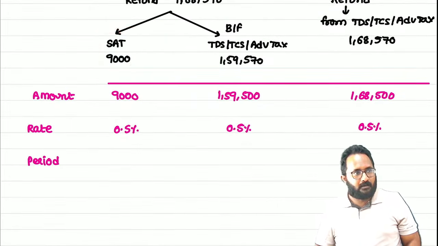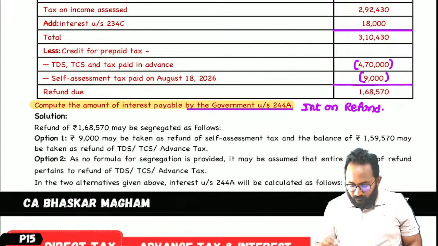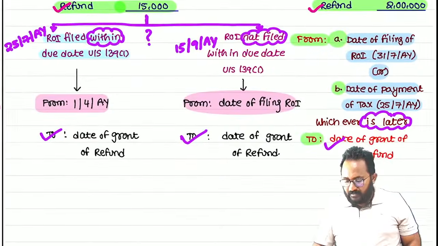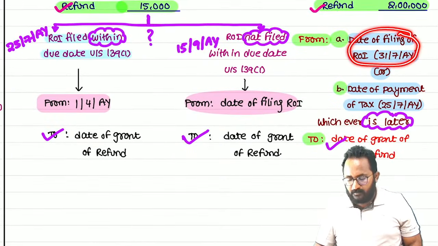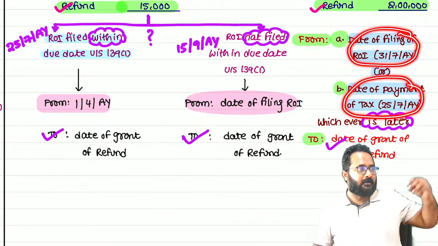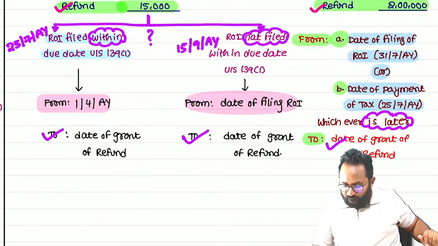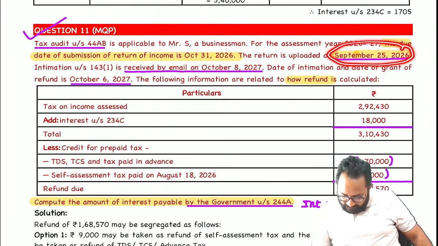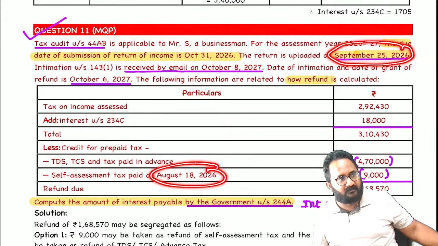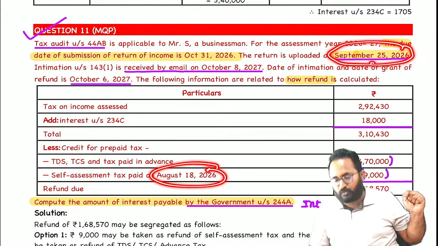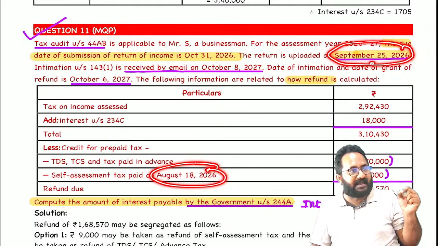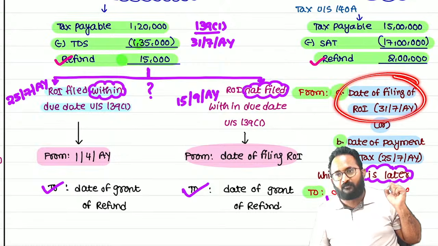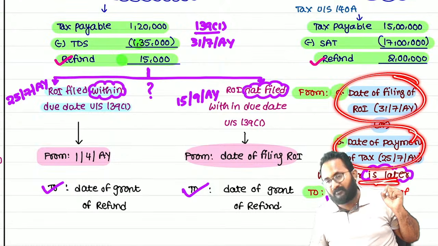Self-assessment tax, out of which we got the refund. Self-assessment tax, can you tell me the date of filing of return of income and date of payment of tax? Please check the question. Date of filing of return of income, September 25. Date of payment of self-assessment tax, whichever is later, September 25, that is 25/9/2026. Again I am explaining, date of filing of return, date of payment of tax, whichever is later.